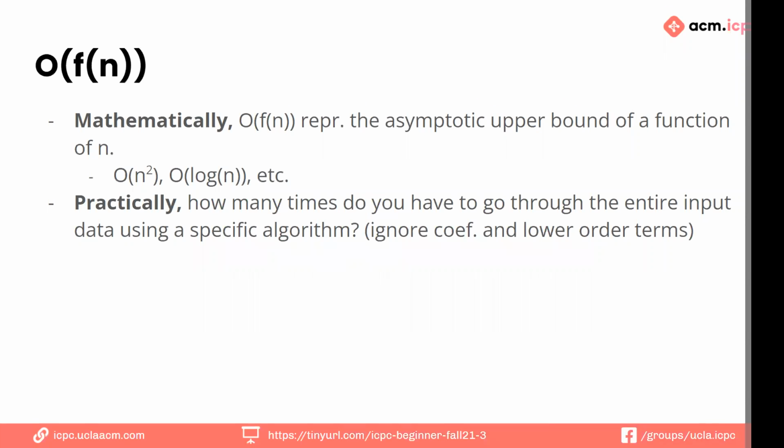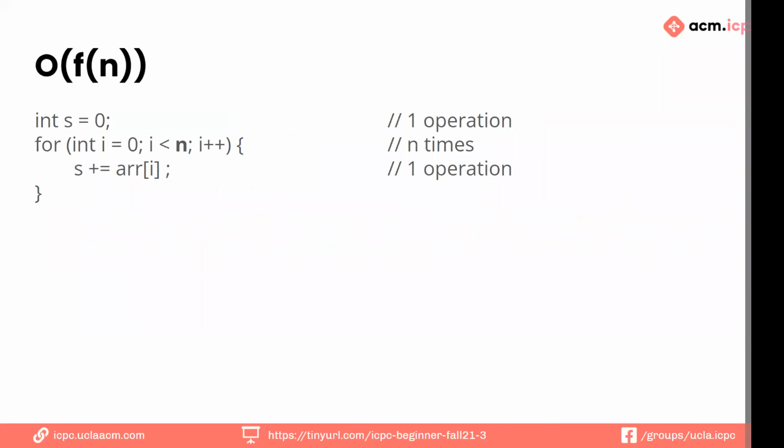So how do we apply this to programming? What it's basically trying to say is how many times you have to go through the input data or do certain operations using whatever algorithm you're using to solve the problem. So n in most cases represents the number of numbers that you receive for a problem. If you're given an array of n numbers, that's the n we're talking about. And n is going to depend on the problem that we have.